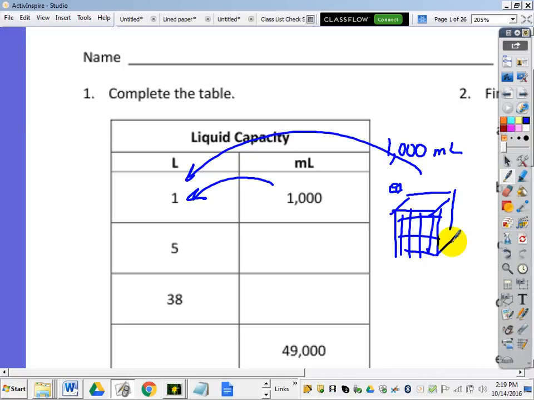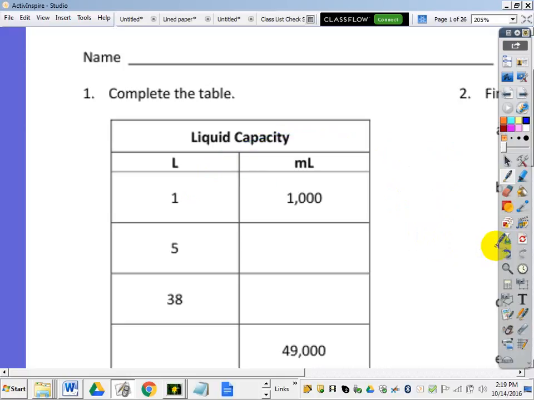Now, what we're going to do is look for a pattern. 1,000 of these to make one of these. So it looks like there's a pattern like last time. There must be 5,000 of these to make 5. I'm just looking for a pattern right now to see how they relate. So for 38, there must be 38,000 of these little things to make 38 liters.